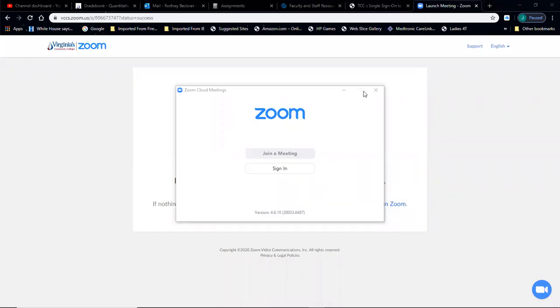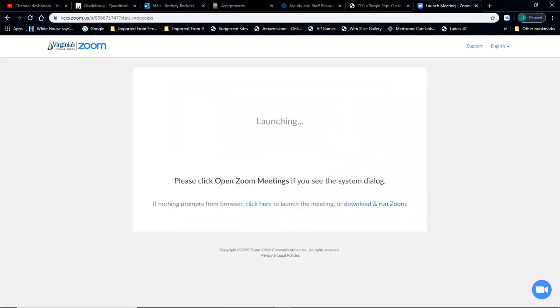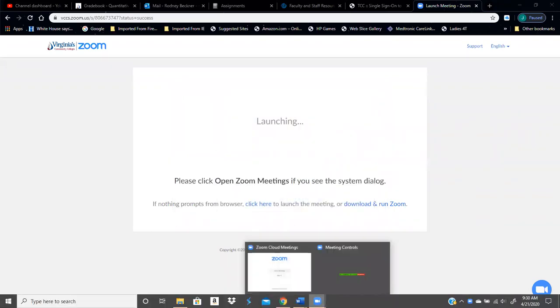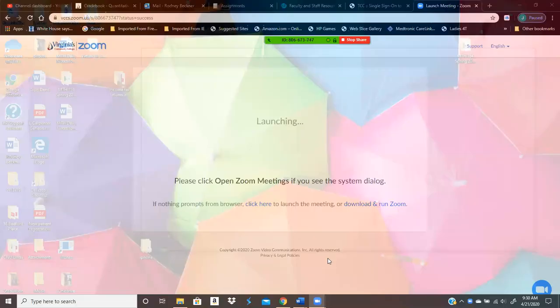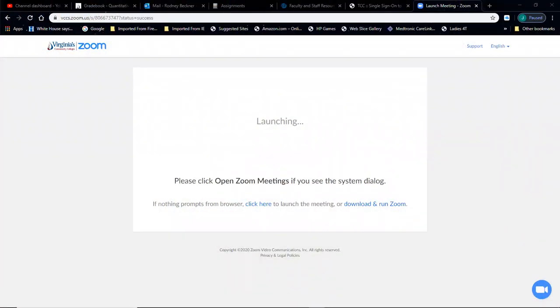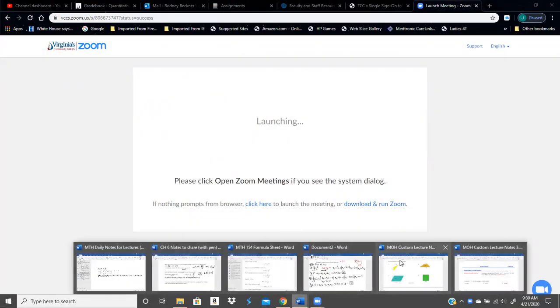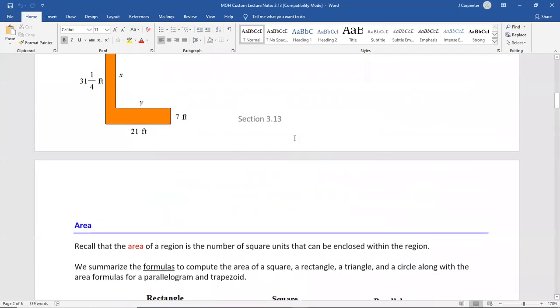Why does it say sign in? That's weird. I'm just going to minimize that. Everything looks good. Okay. Just not used to seeing that for some reason.